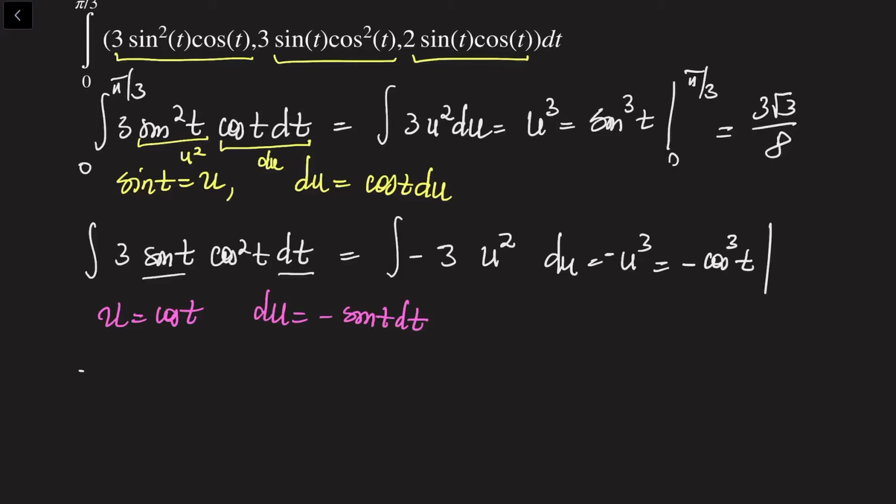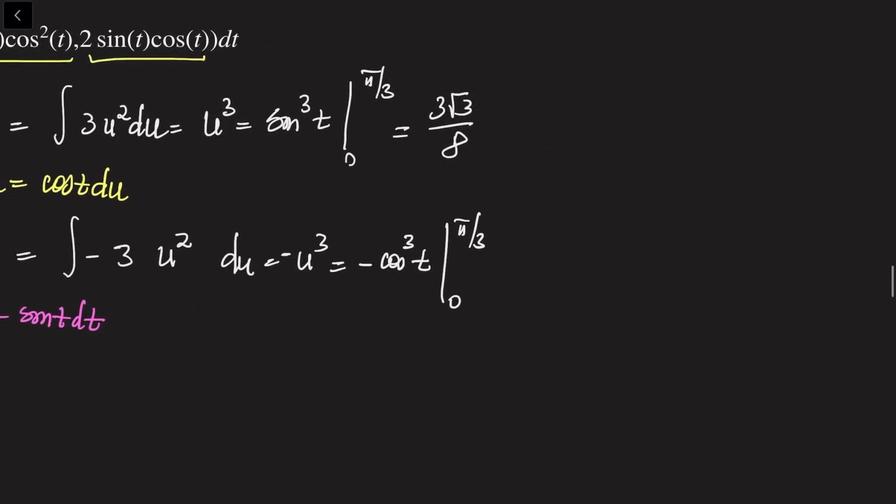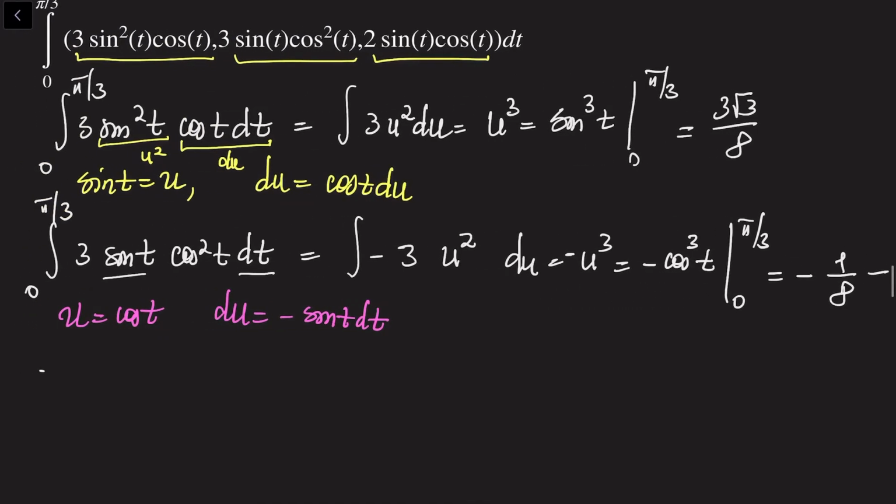And we need to substitute the borders from 0 until pi over 3. So cosine at pi over 3 is 1 over 2. So its cube is going to be minus 1 over 8. Minus, so the cosine at 0 is going to be 1, so it's going to be minus 1. So minus 1 in the cube is minus 1 as well. So it's going to be 1 minus 1 over 8, which is 7 over 8. So this is the second component for the resulting vector function.